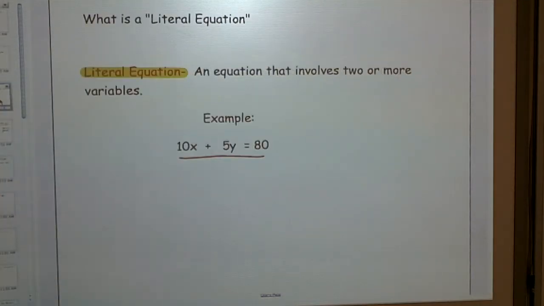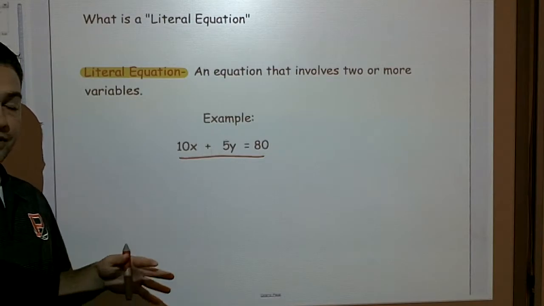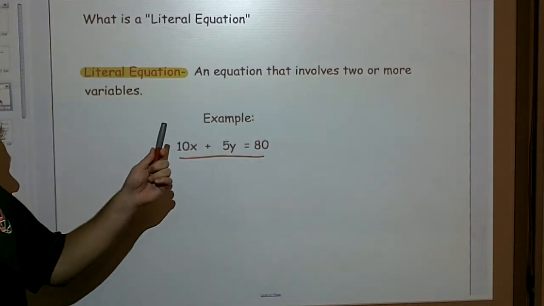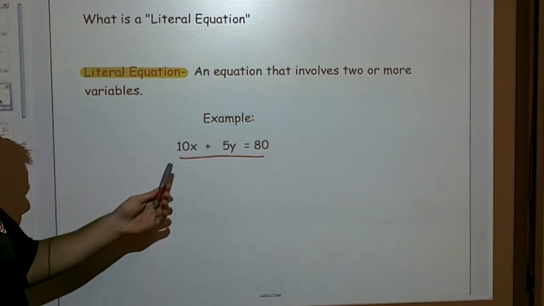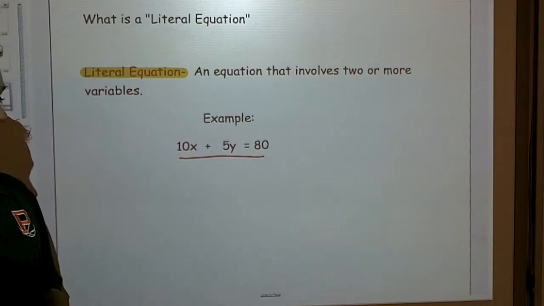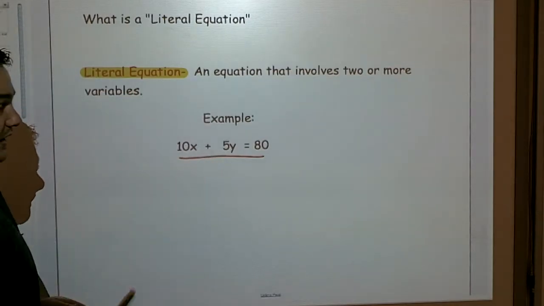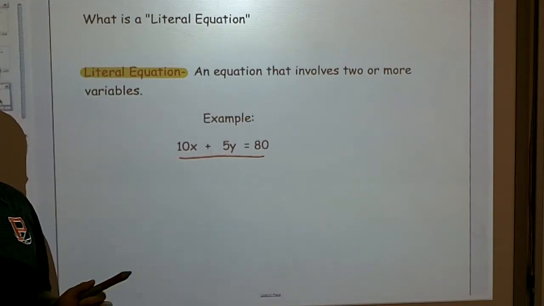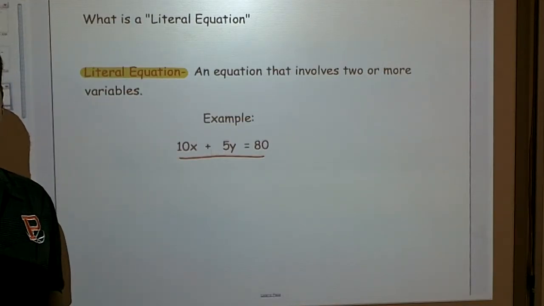Now, your first question might be, what exactly is a literal equation? That might be a term that we're not so familiar with. Literal equations are basically any equation that involves two or more variables. So 10x plus 5y equals 80 would be a good example of a literal equation because there's both an x and a y. Once we get into linear graphing and linear functions, we're going to deal a lot with these literal equations.